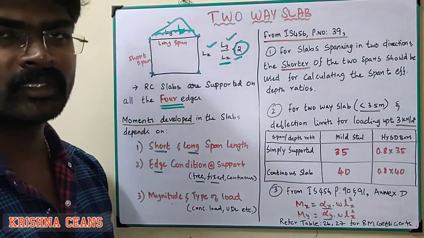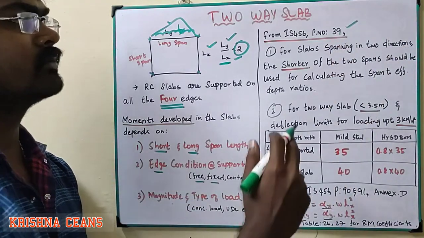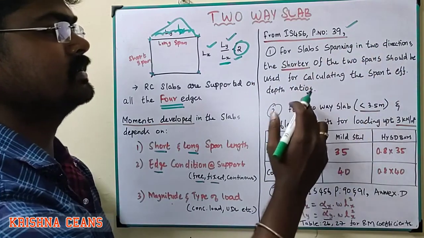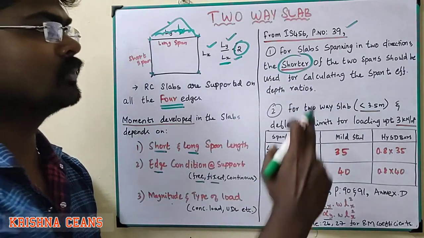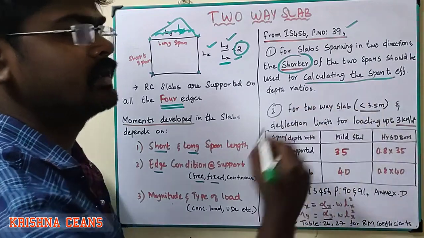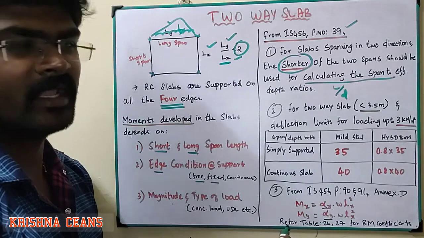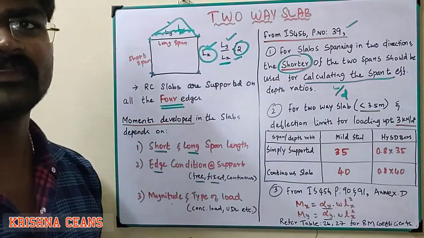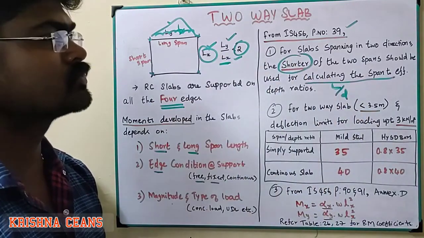As per IS 456 page number 39, for slabs spanning in two directions, we have to consider the shorter span. The shorter of the two spans should be used for calculating the L by D ratio. So for the calculation of L by D ratio, we have to use the shorter span, that is, we have to use Lx. So we have to note down this point.